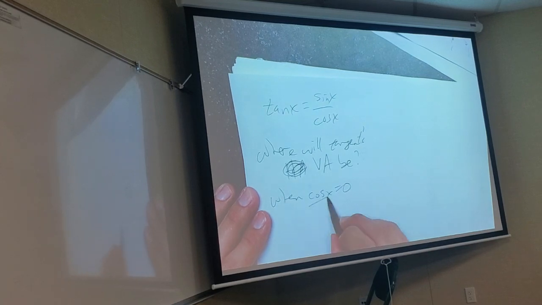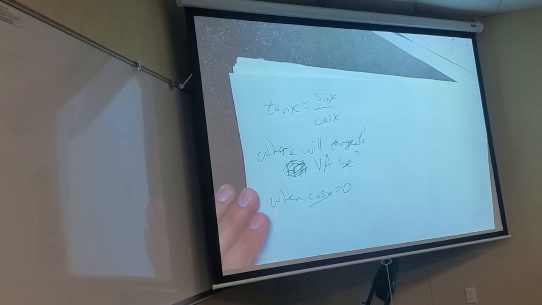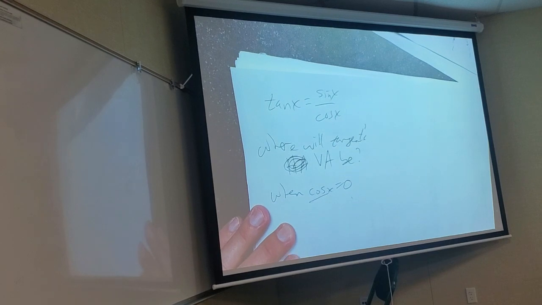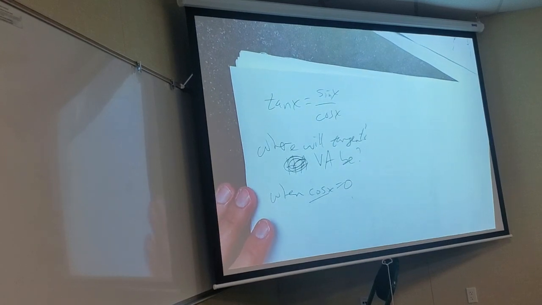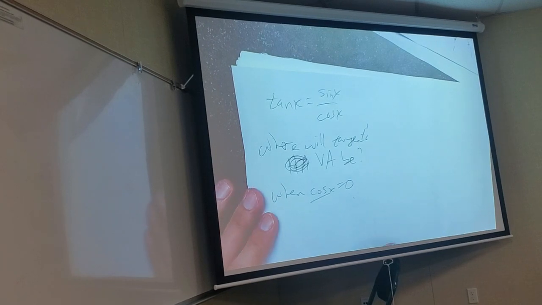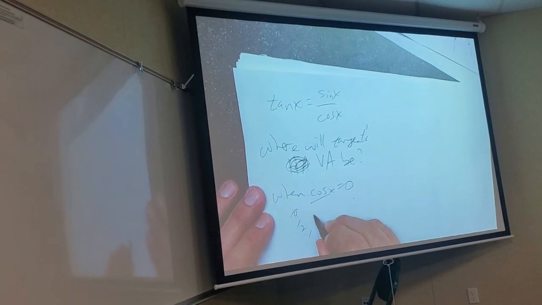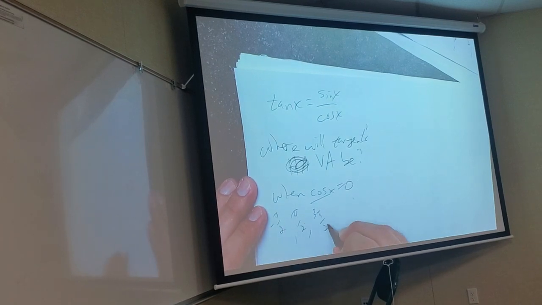No, when is cosine 0? At what angles? Give me radians. What's cosine of 0? 1. Because it loves it there. It's all x. Yeah. Pi over 2. Give me another one. 3 pi over 2. Give me another one. Negative pi over 2. Give me another one. Negative 3 pi over 2.